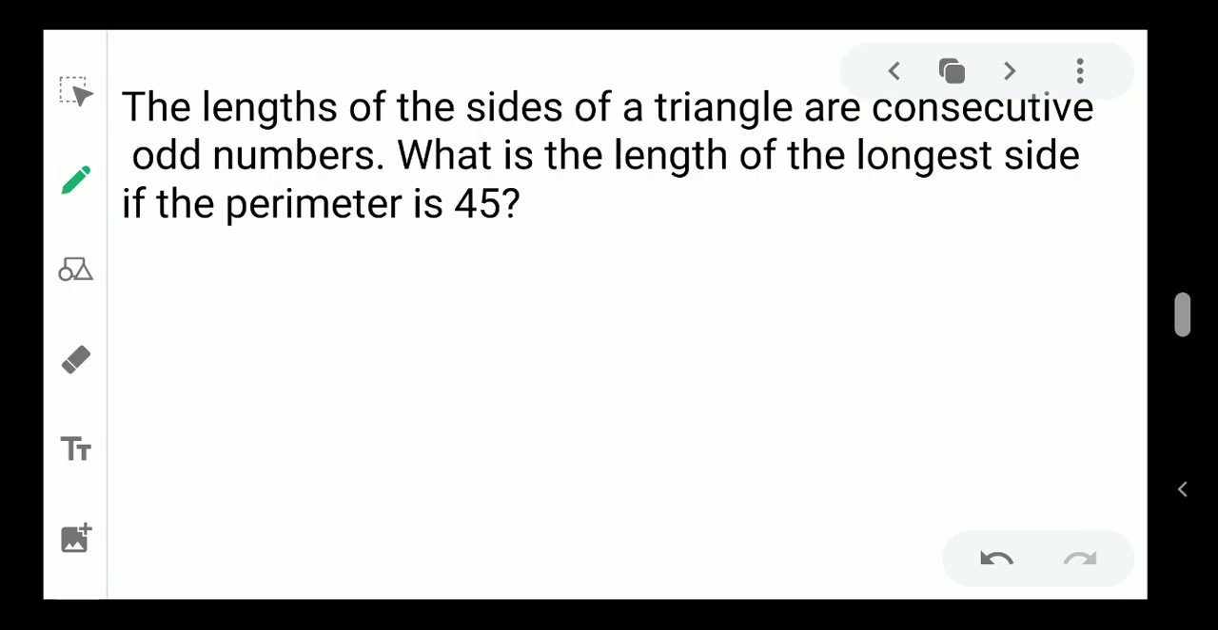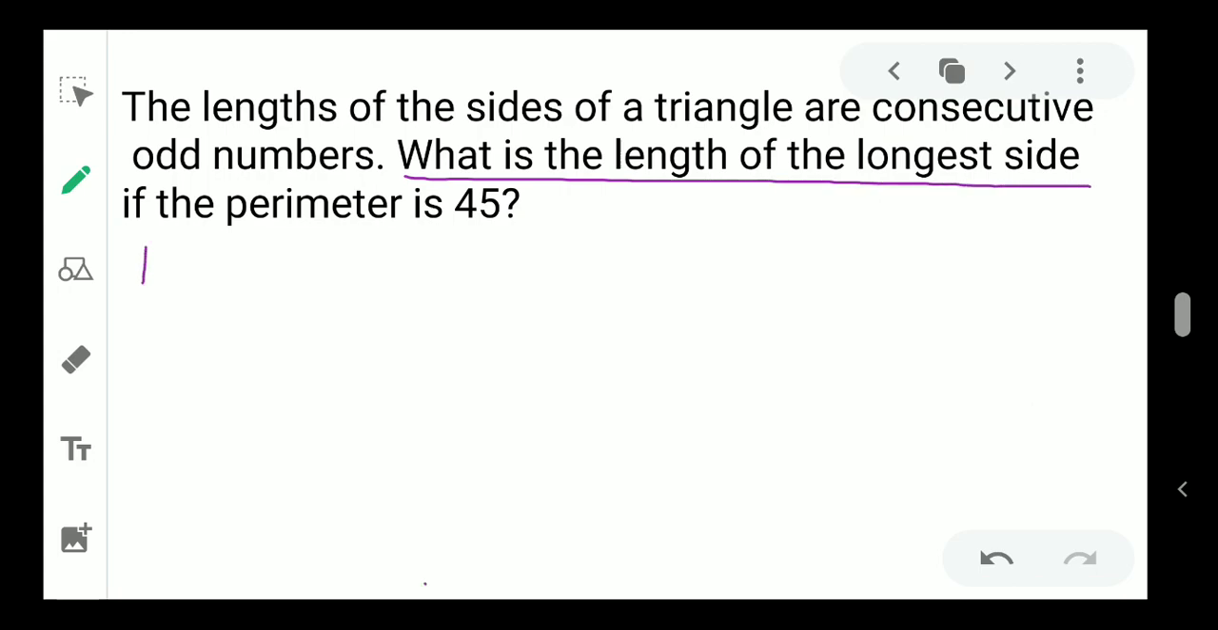The lengths of the sides of a triangle are consecutive odd numbers. So there is a triangle. The triangle is having 3 sides. So each side is a consecutive odd number. I am not telling you the number, but let's say this is 15, so this will be 17, this will be 19. Like that. So what is the length of the longest side if the perimeter is this? See, what is the question? What is the length of the longest side?